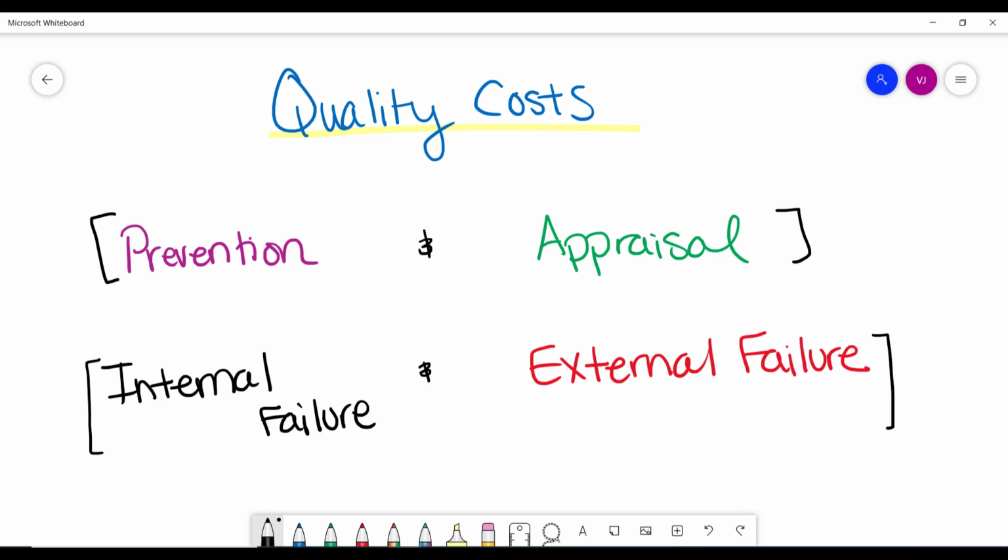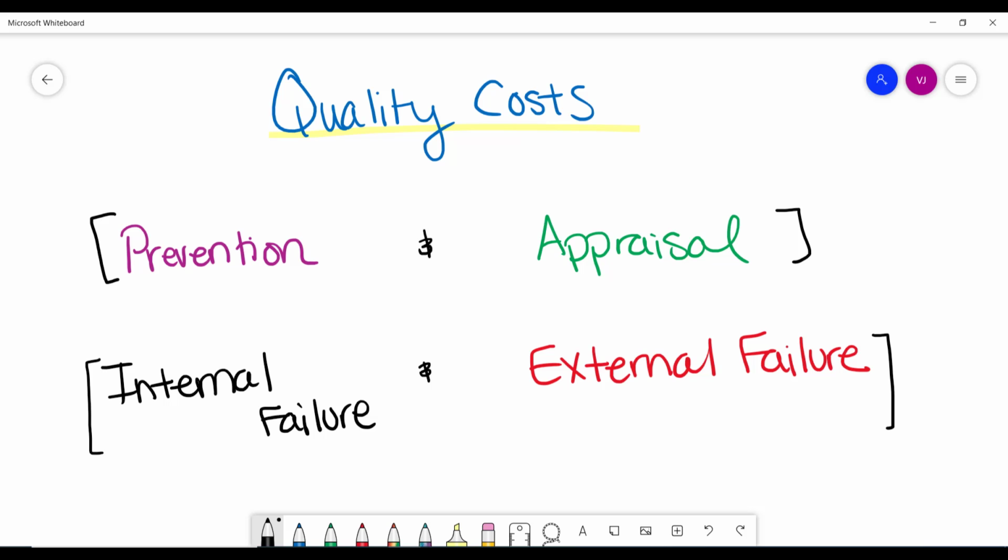Prevention costs are the costs we incur to reduce the number of defects happening. That's the first cost we incur to actually prevent other costs from having to be incurred down the line. That includes things like quality training, quality circles, and statistical control activities, where a company spends money on these items to make sure that the number of defects is minimized whenever possible.